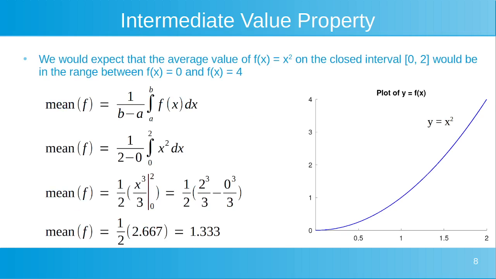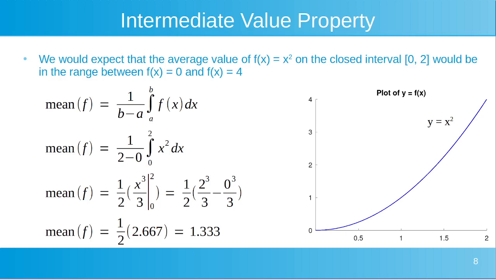If we now think about the average value of our function, we would expect that the average value of f of x equals x squared on the closed interval from 0 to 2 would be in the range between f of x equals 0 and f of x equals 4. For example, if we look at our plot of our function on the right hand side of the screen, we can see that our values of f of x on our closed interval from 0 to 2 are ranging between 0 and 4.